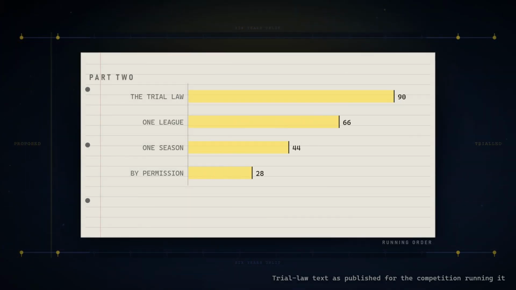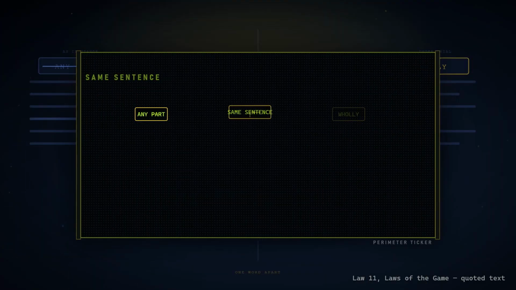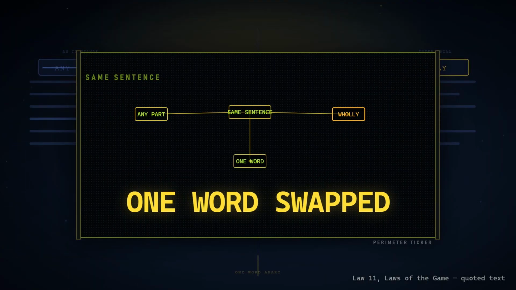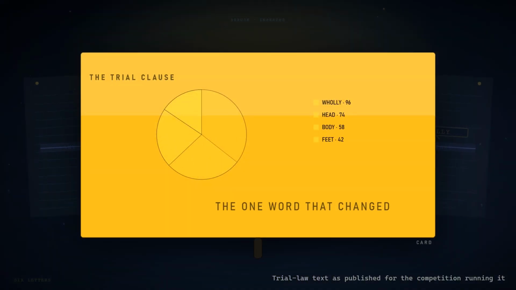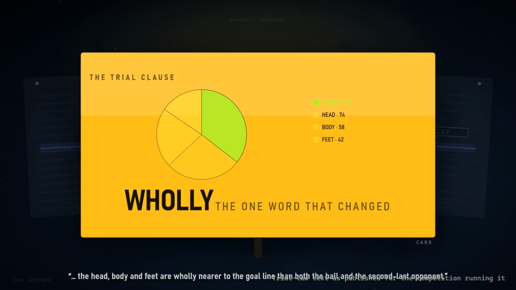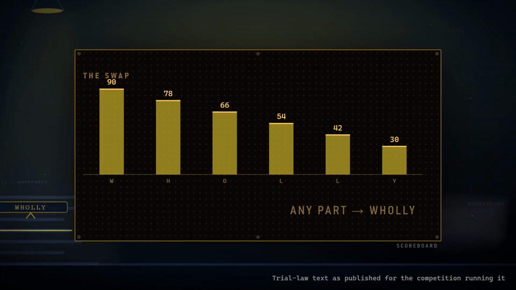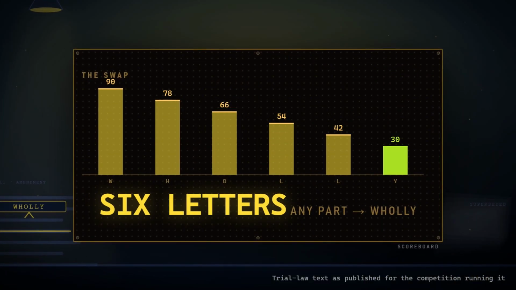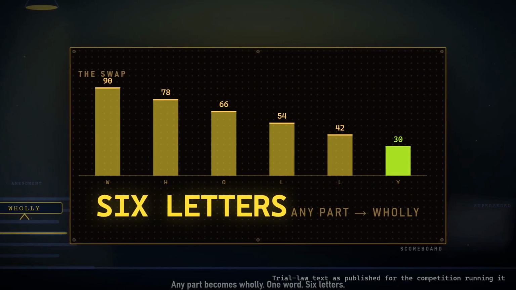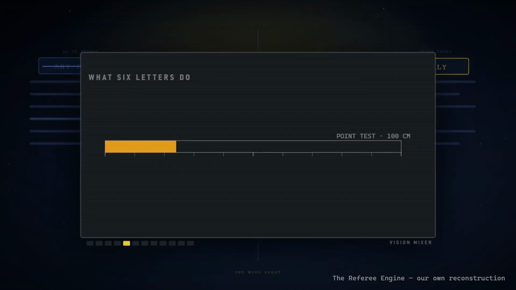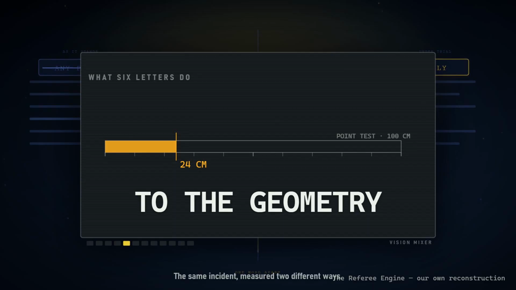Now the law they play in Canada. Same sentence. One word swapped. The head, body, and feet are wholly nearer to the goal line than the ball and the second last opponent. Any part becomes wholly. One word. 6 letters. Now watch what 6 letters do to the geometry.